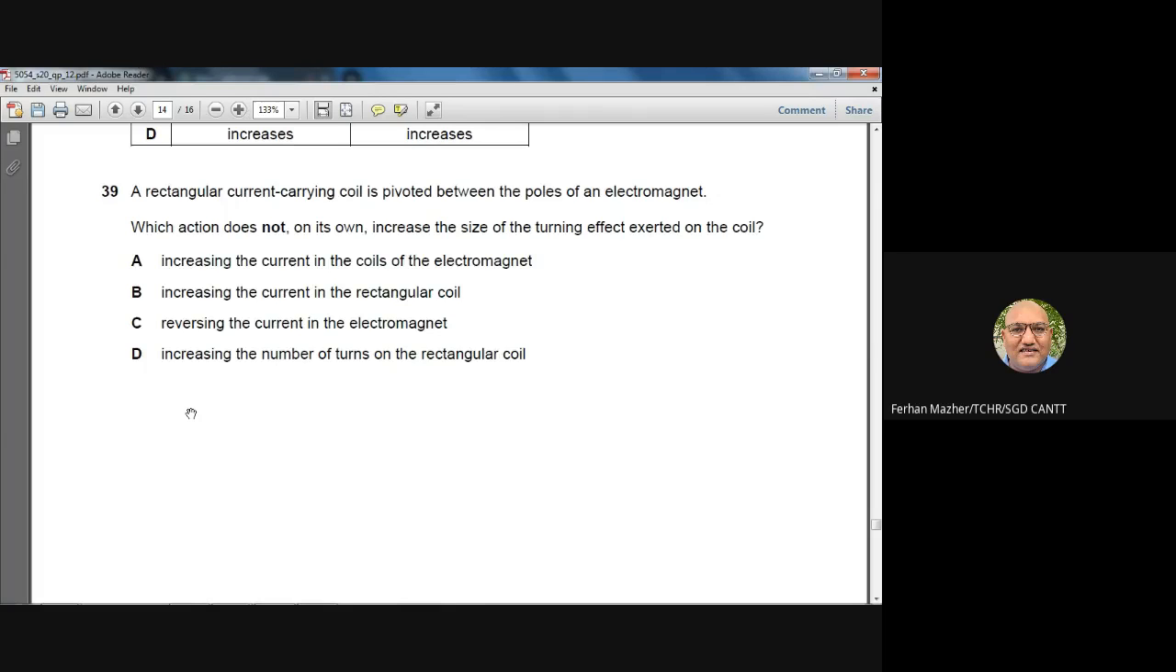So C is the right option. Increasing the number of turns on the rectangular coil will have the effect. So C is the right option. Reversing the current in the electromagnet will have no effect on the size of the turning effect.